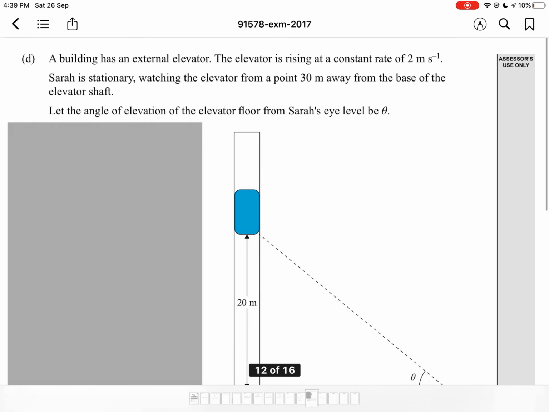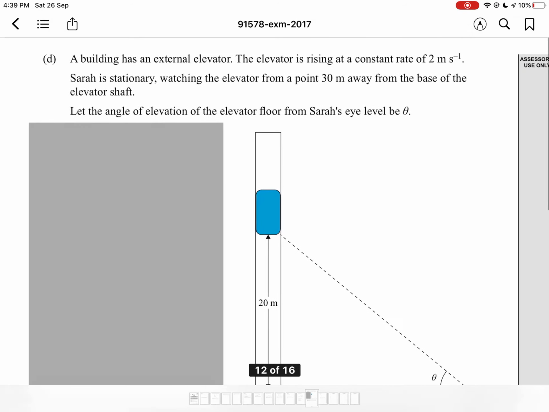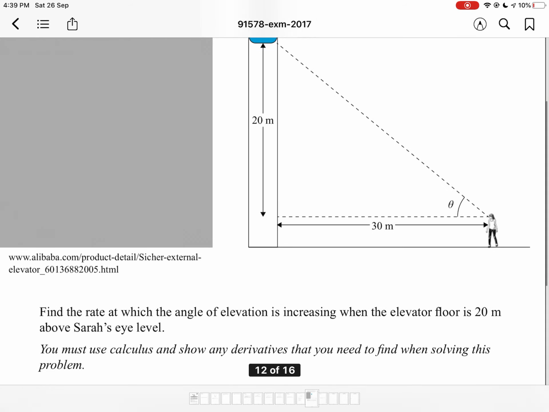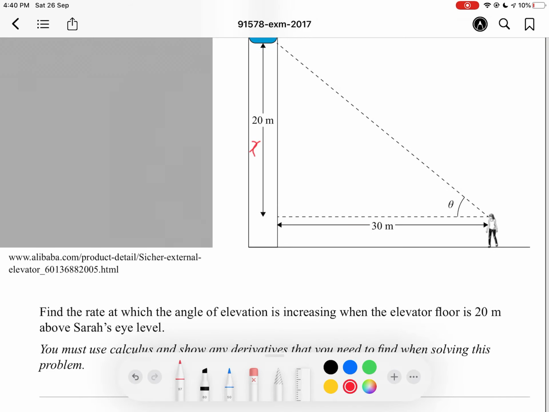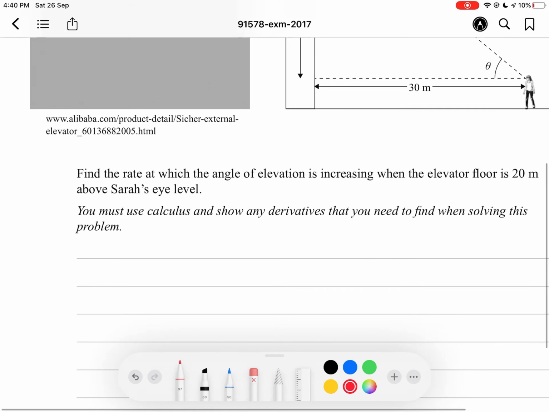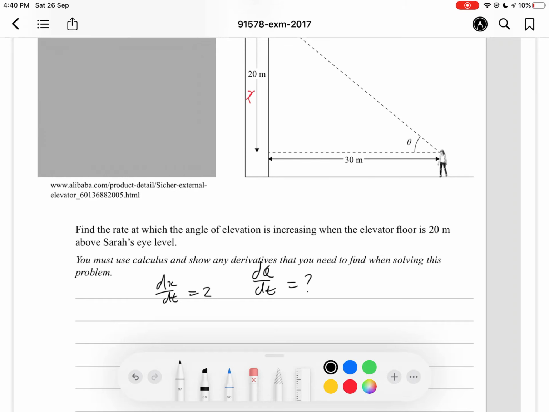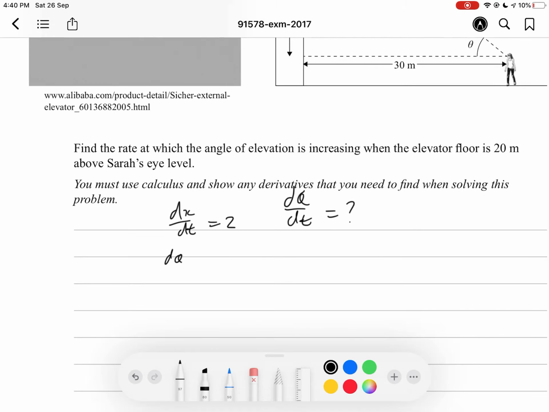So in this case, we know the elevator is rising at a constant rate of 2 meters per second. So let's say this distance of the elevator, we'll let it be x. So say this equals x. Therefore, we can write down our rate of change. So dx over dt equals 2. And we're trying to find d theta over dt, because we're trying to find the rate of change of the angle of elevation. So we can write what we need. So d theta over dt equals dx over dt multiplied by dx over d theta.